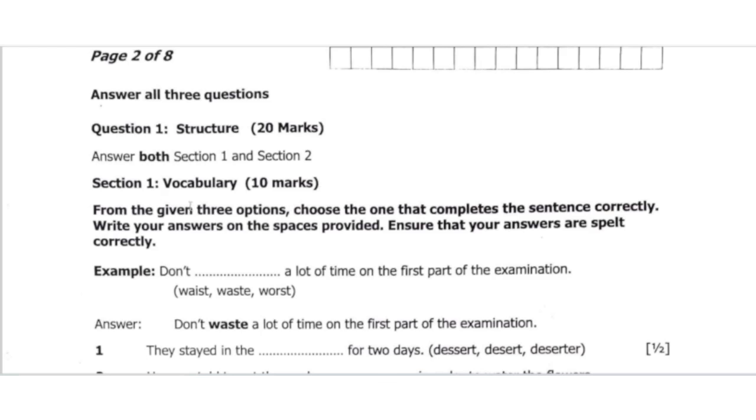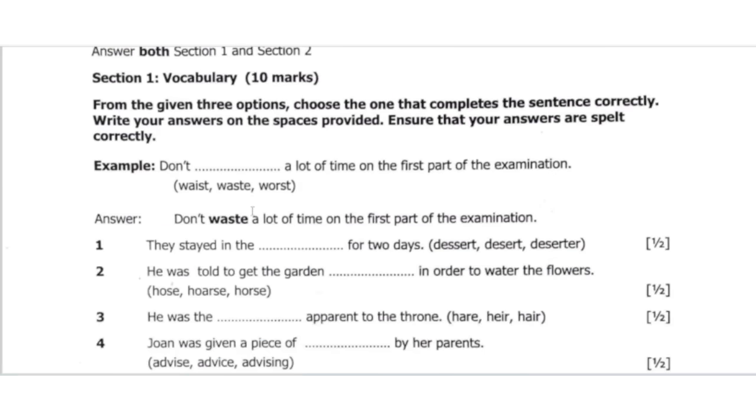From the given 3 options, choose the one that completes the sentence correctly. Write your answers in the space provided. Ensure that your answers are spelled correctly. So that's the other thing you need to pay attention to. For example, don't dash a lot of time on the first part of the examination. Oh, they're even giving good advice.